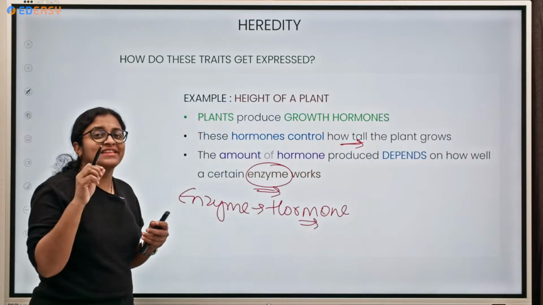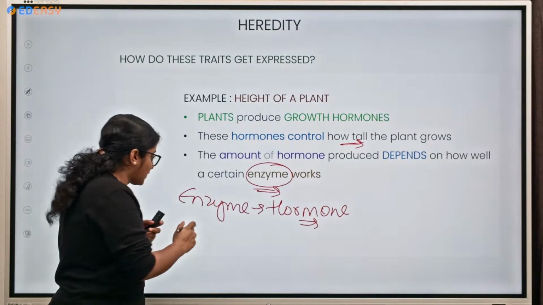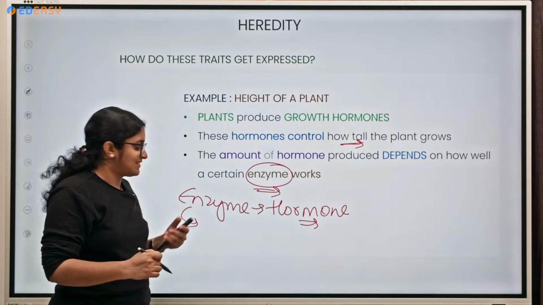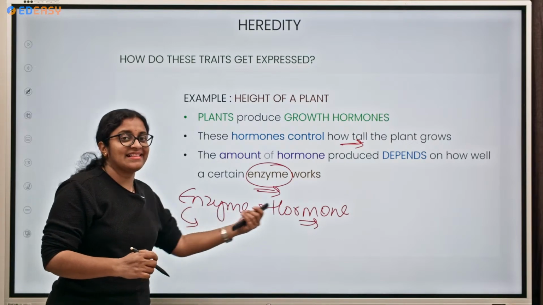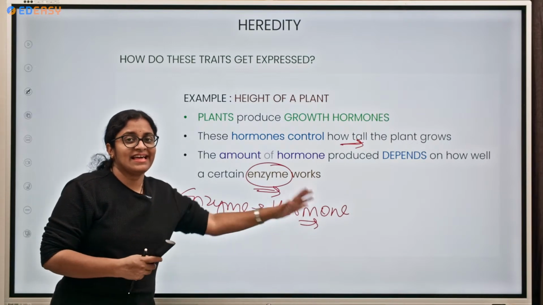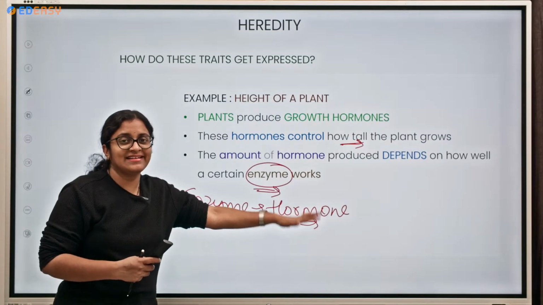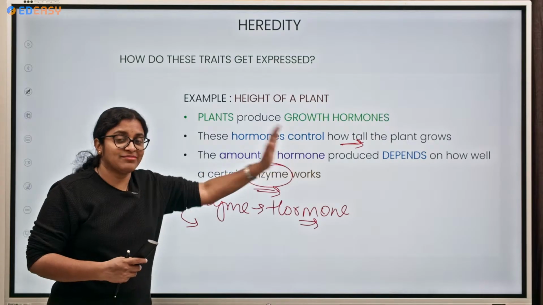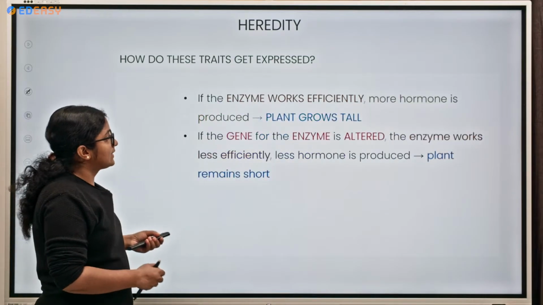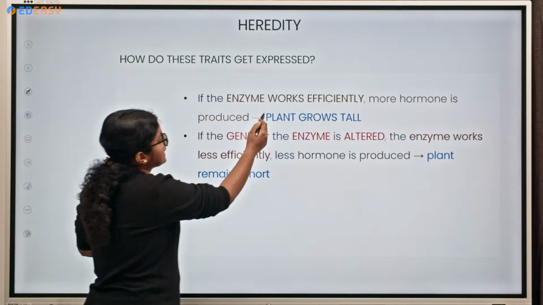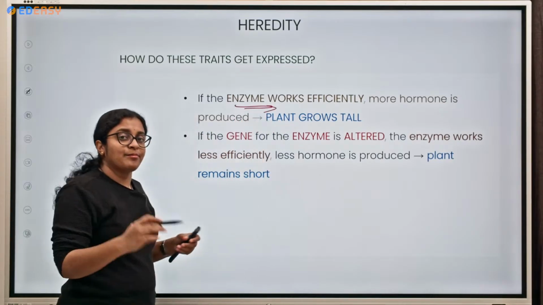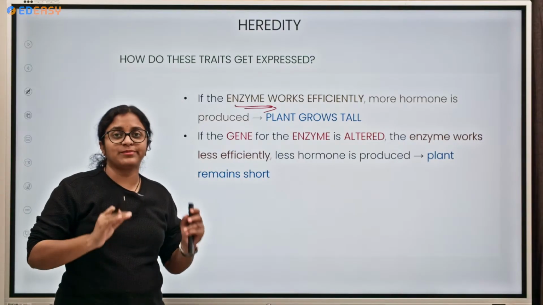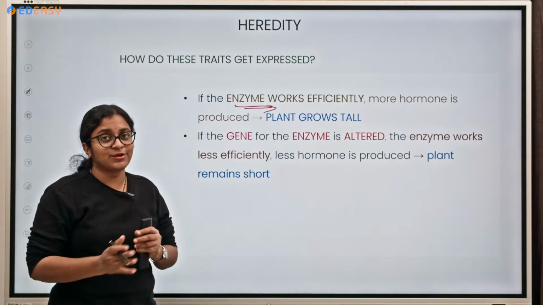So if there is a gene that is responsible for making this enzyme, and that gene is altered, the enzyme is altered, the hormone production is altered, and if the hormone production is altered, the tallness is also altered. Are you able to understand? So what we can conclude: if the enzyme is working efficiently, more hormone is being produced. Well and good. More hormone, good growth, the plant is growing tall.